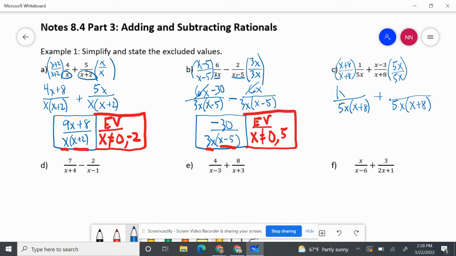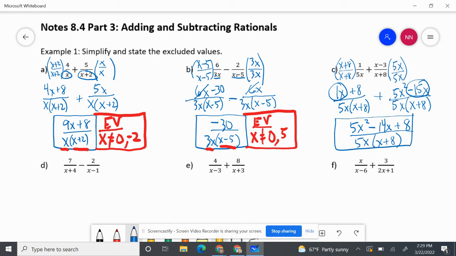x times 1 is 1x. 8 times 1 is 8. 5x times x is 5x squared. 5x times negative 3 is negative 15x. So we have 5x squared minus 14x, because we have a 1x and a negative 15x. And then we have plus 8. In the denominator, we have a 5x and an x plus 8. This right here is our answer.